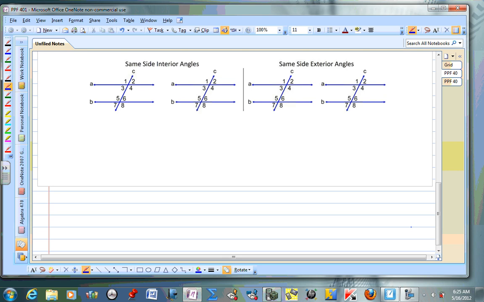Same side interior angles. Okay, now let's try to think about what that means. Interior angles, that would be on the inside. Same side, well, that would be the same side of the transversal. So angles 3 and 5 are same side interior angles. Angles 4 and 6 are same side interior angles. And then same side exterior angles, okay, well, those are exterior angles on the same side of the transversal. So that would be angles 1 and 7, and that would be angles 2 and 8.